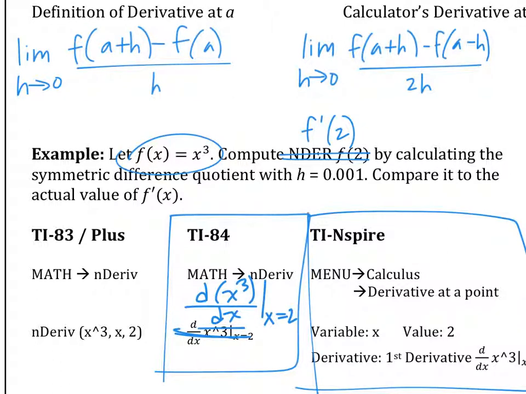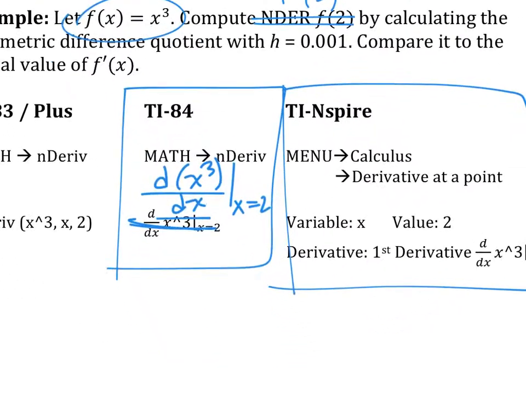Like that. You put x cubed. The function is x cubed. So you are taking the derivative of what function? X cubed. All right, your calculator is going to say the derivative at 2 is 12.000001, something like that.